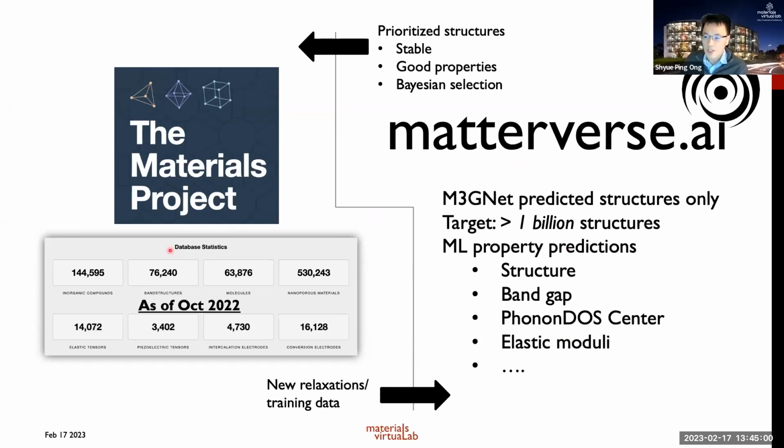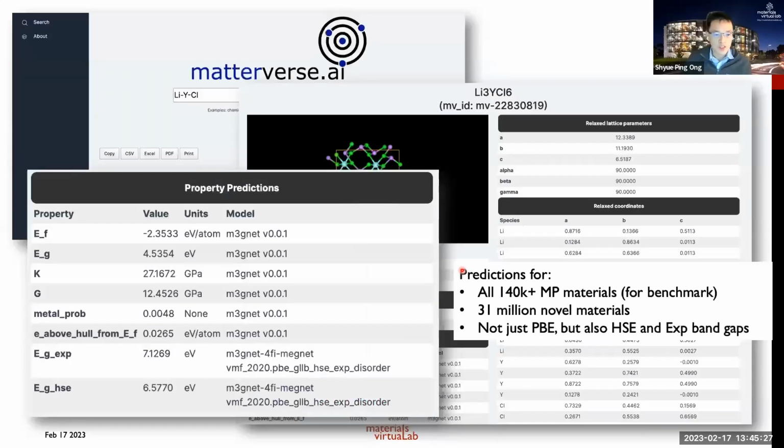And the predicted structures from these machine learning models would also feed into the Materials Project. If we predict something that is likely to be stable and have good properties, the Materials Project will do DFT calculations on them. And once the Materials Project gets new structural relaxations and training data, we can feed back to the model development for M3GNet, and hopefully we can build better machine learning models for material properties, okay? All right, so this is what you get if you go to matterverse.ai today.